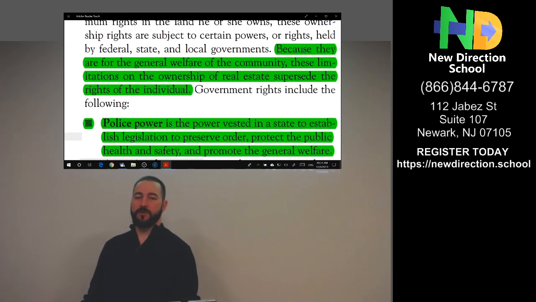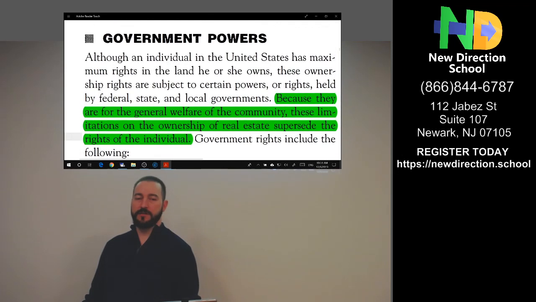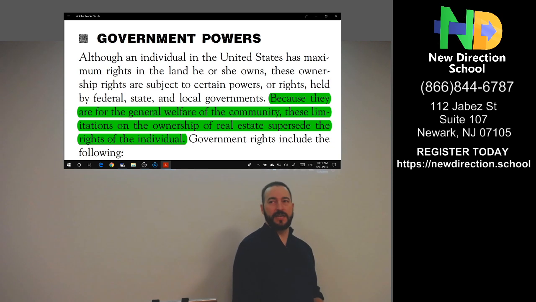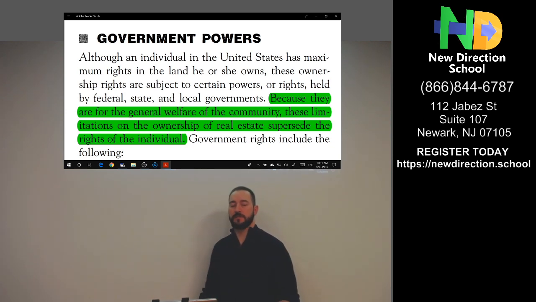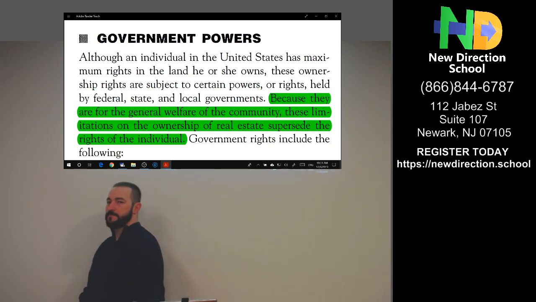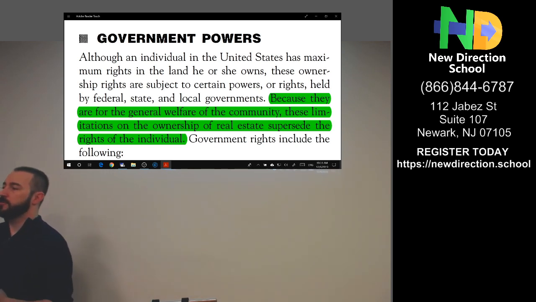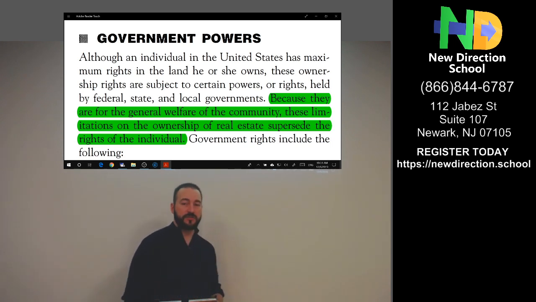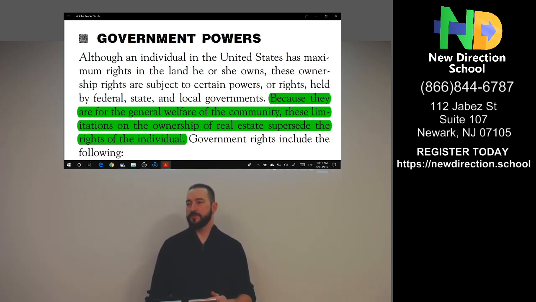Because they are for the general welfare of the community, these limitations on the ownership of real estate supersede the rights of the individual.